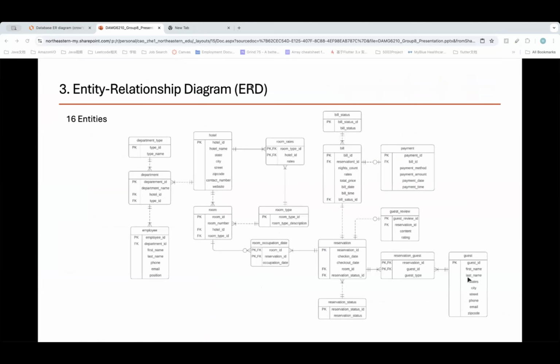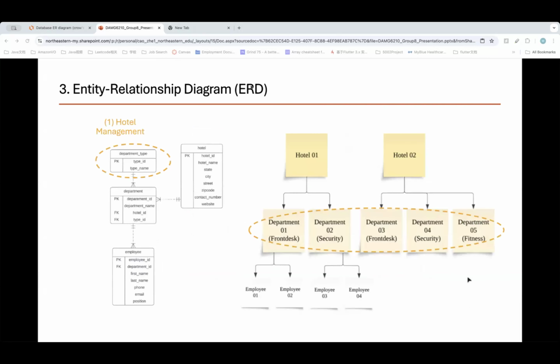Let's group them into 3 parts: hotel management, room management, and reservation management. For the hotel management, I created a flowchart showing the hierarchy between hotels, departments, and employees. We also use department type to categorize standard departments like front desk and housekeeping, plus optional ones such as bar or fitness. This ensures consistent management within the group.